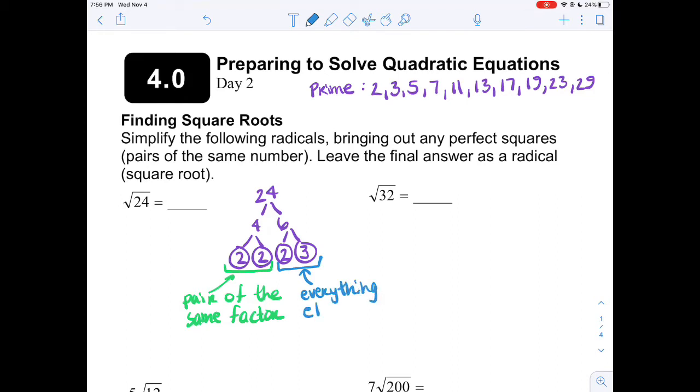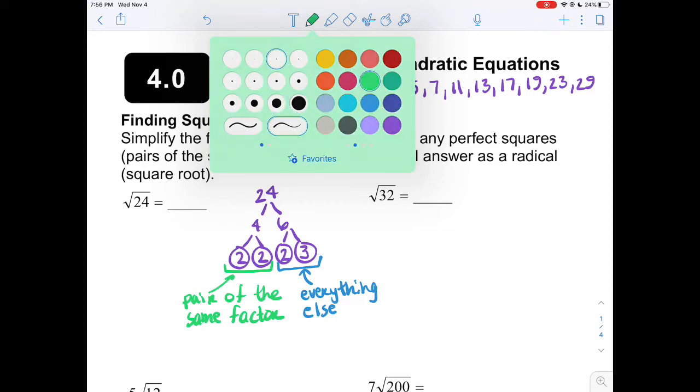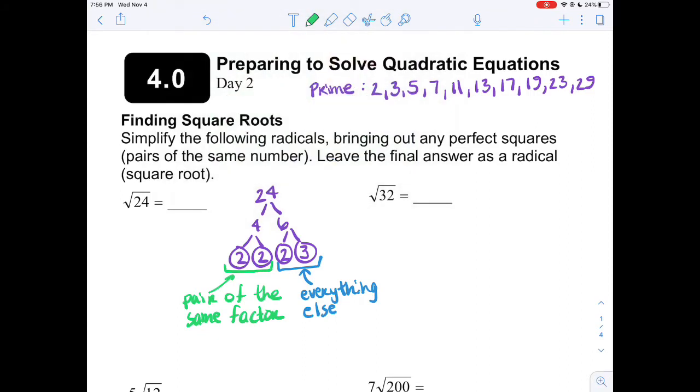All right, so what I'm going to do is I'm going to rewrite the square root of 24 as two separate square roots. One where I'm going to multiply this 2 times 2, that pair that's the same. 2 times 2 is 4. And then I'm going to have another square root that's my everything else. So 2 times 3 is 6.